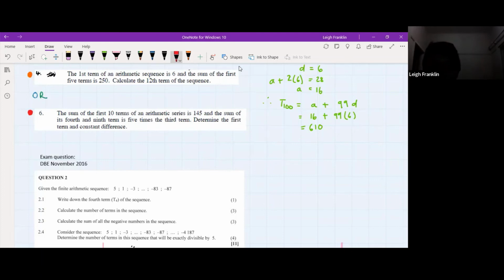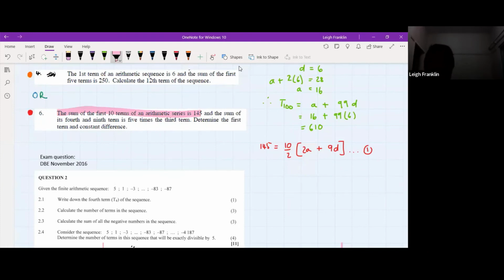So does that make sense to you that I would write 145 is Sn is 10 over 2 times 2a plus n minus 1, so that would be 10 minus 1, so that would be 9 times d. Okay, so that would be the first equation, and that would have come from here. The sum of the first 10 terms of an arithmetic series is 145.